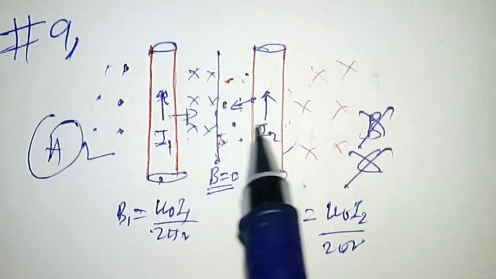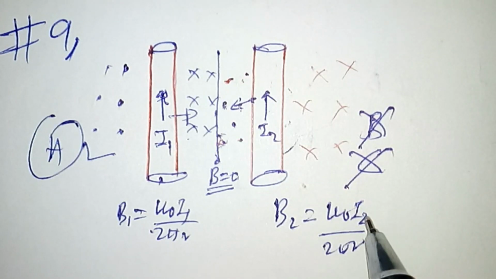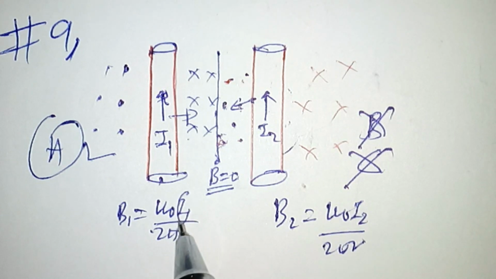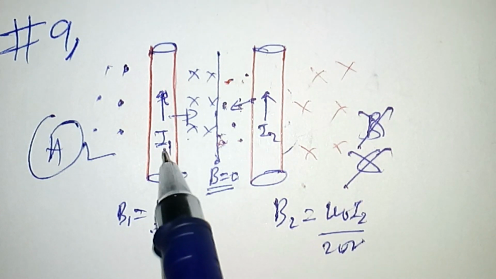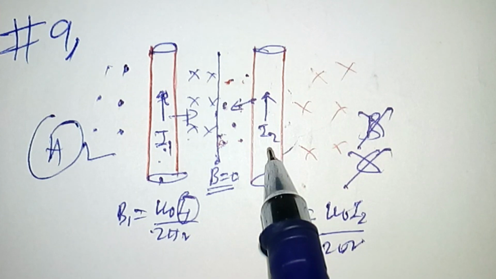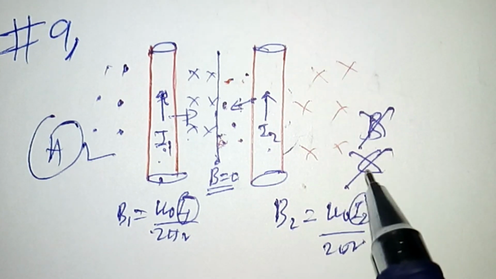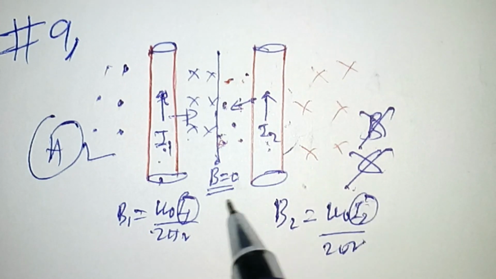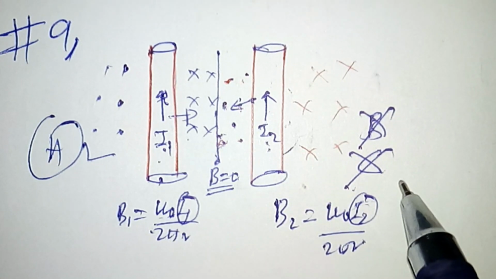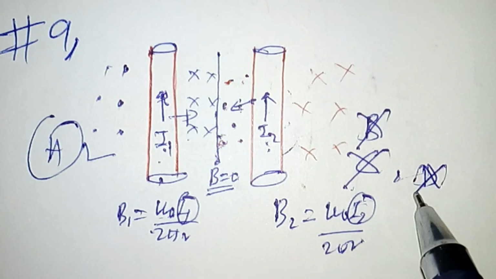at any point from wire 2. So the magnetic field of wire 1 depends on the current through wire 1, not on the current in wire 2. So the magnetic field of wire 2 also depends on the current in wire 2, not that in wire 1. So alternative D is also not correct.